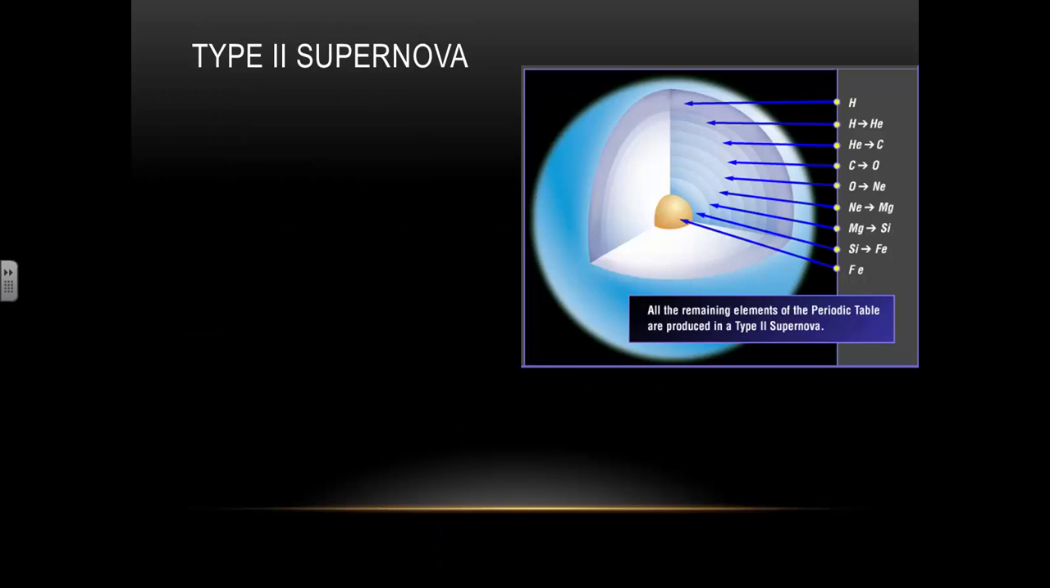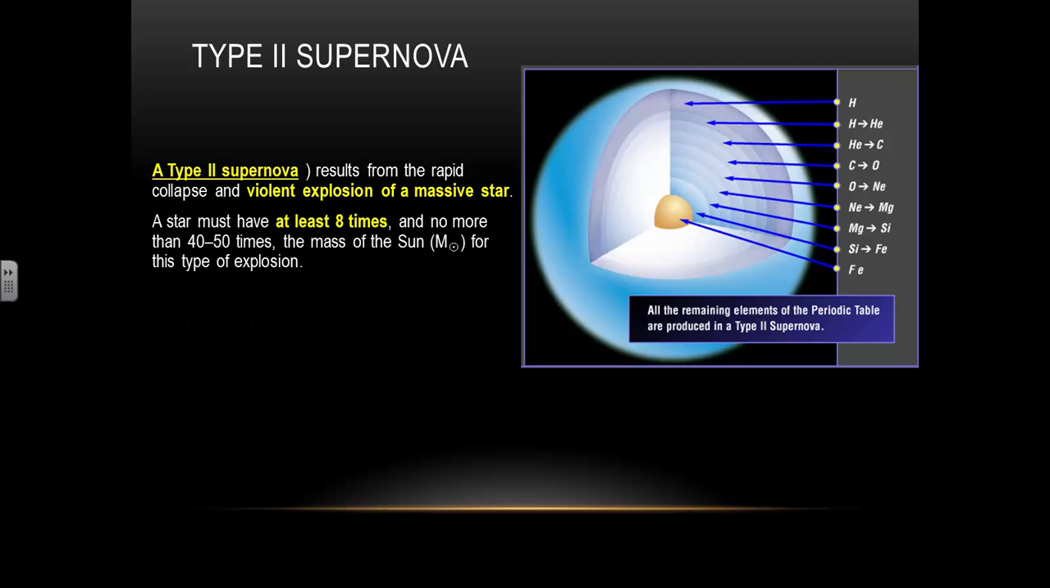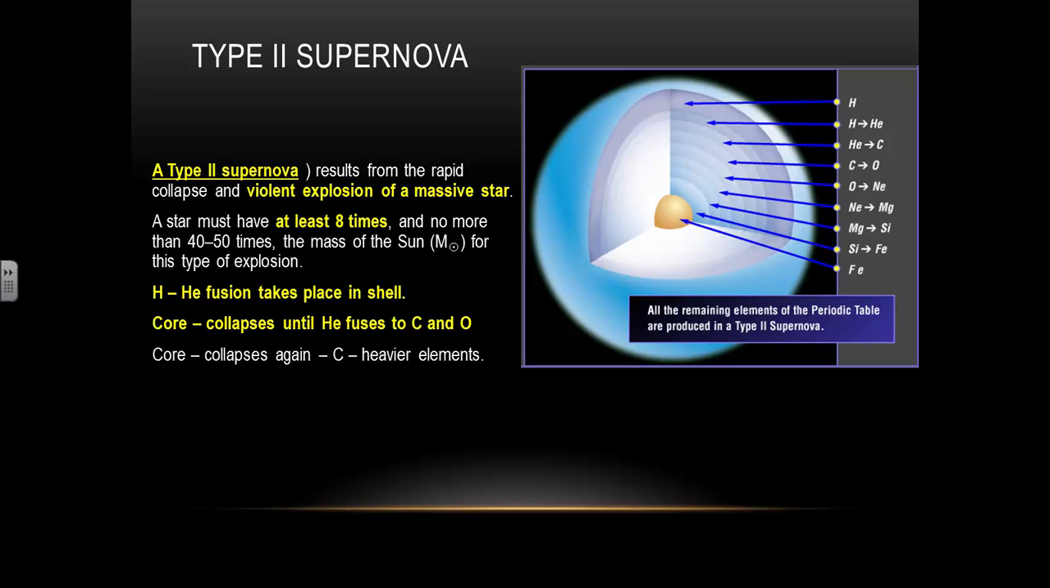Type 2 supernova. A type 2 supernova results from the rapid collapse and the violent explosion of a massive star. The star must have at least 8 times the solar mass, and no more than 40 to 50 times, because these are going to turn into black holes. First of all, we know that hydrogen and helium fusion takes place in the shell, and then this core collapses and the helium fuses to carbon and oxygen. Nothing strange there. But then it collapses again and you will start to produce heavier elements.